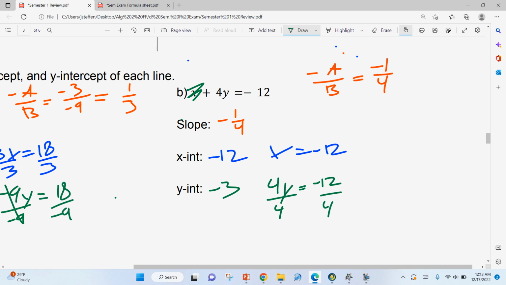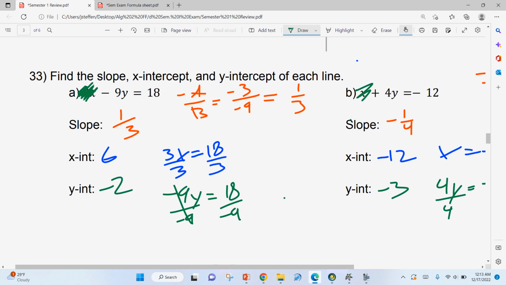Cool. Just checking my answers to make sure that I didn't make any mistakes anywhere, because that's happened obviously a lot tonight.